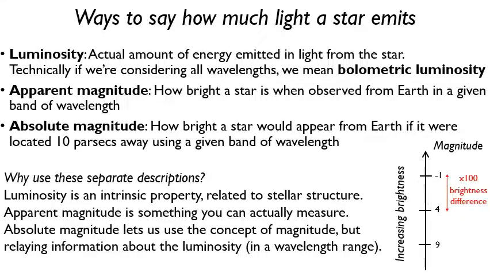So why do we have these 3 different descriptions? Well, luminosity is the intrinsic property that's related to stellar structure. That's going to be useful when we're talking about what's really going on in the star. The apparent magnitude, the nice thing there is that's what you actually measure. And then the absolute magnitude lets us still work with the idea of magnitude, but it's more related to the luminosity in a given wavelength range. So all 3 of these can be useful.